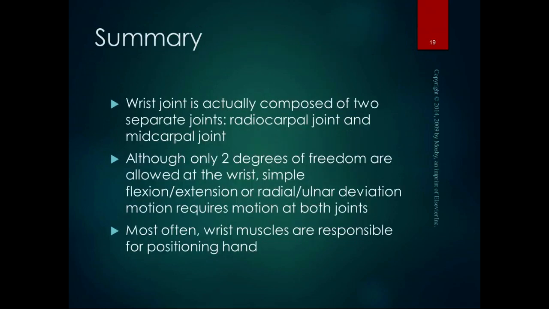So the wrist joint is actually composed of the radiocarpal joint and the midcarpal joint. So some of the motion comes from one and some comes from the other. Even though you only have 2 degrees of freedom at the wrist, flexion, extension, and radial and ulnar deviation, our normal functional motion requires movement at both of those joints. So most often the wrist muscles are responsible for positioning the hand for fine motor skills.